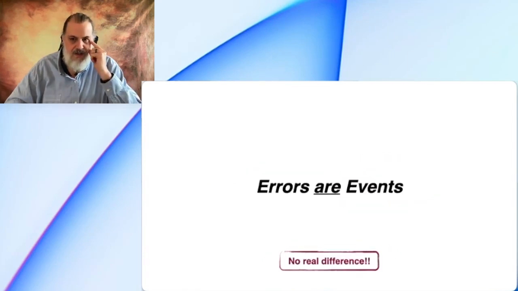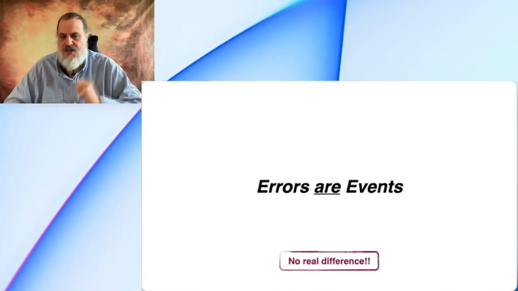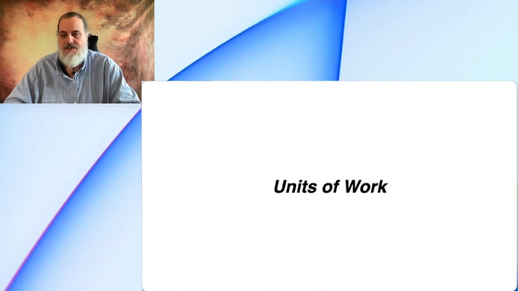There's lots of things we can talk about here, but I just want to mention that errors are events. There's no real difference. An event can be a success. It can also be an error. So you should think about errors and handling the unexpected as if they were events that just crop up in your system. Second thing to think about is the unit of work.